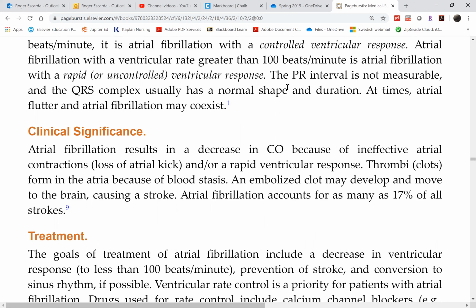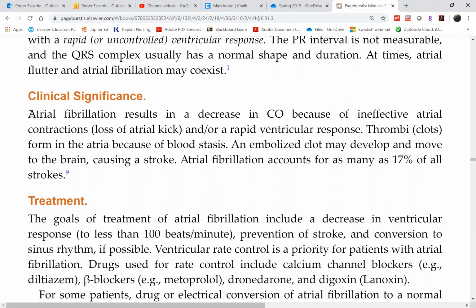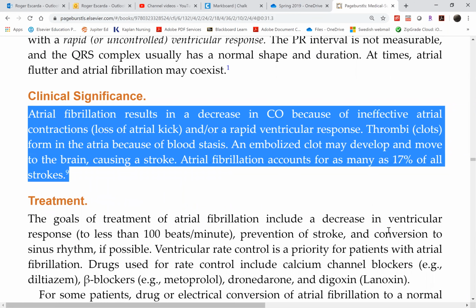So here, look at the clinical significance. So AFib does what? Decreases the cardiac output. Okay, so therefore, if a patient has decreased cardiac output, what will be the manifestations? Does it even have to be specific to AFib if the question is about the decrease in cardiac output? So what are signs and symptoms of a patient who has decreased cardiac output? Shortness of breath, dizziness, lightheadedness.